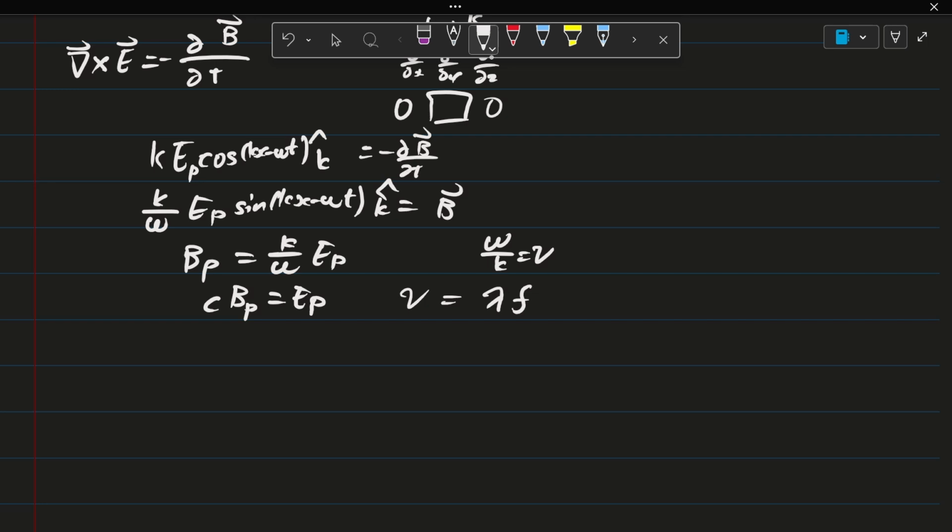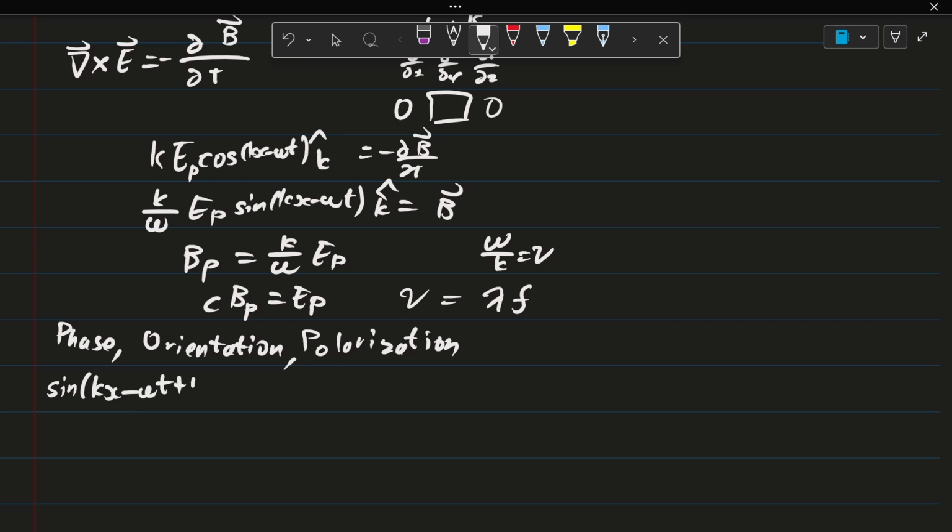Now, there are certain properties of light or electromagnetic waves. The first is that it has a phase, it has an orientation, and it also has polarization. So what does this all mean? Phase is how we write the waves in terms of kx minus omega t plus phi, in which the phi here is our phase. So it could be in phase, it could be out of phase, depending on the periodic motion.